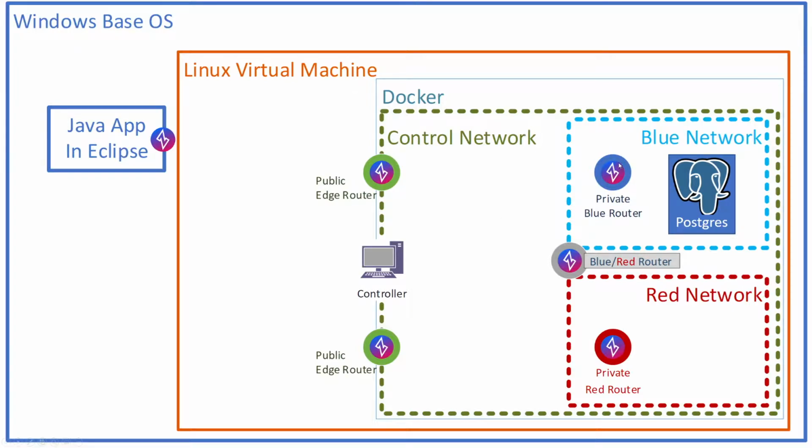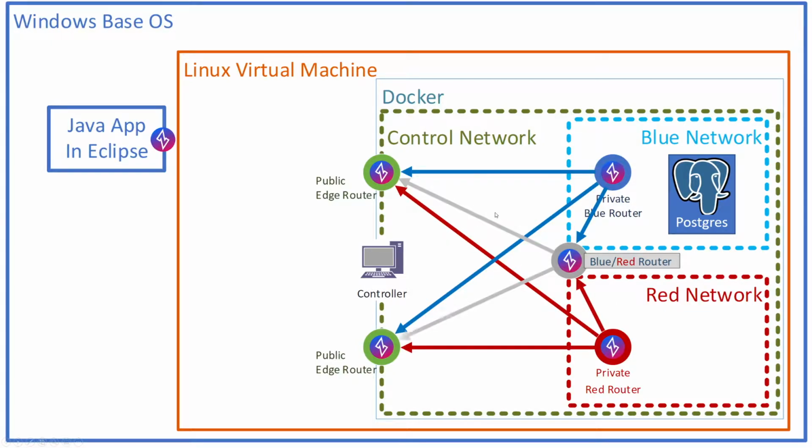In order for the blue or the red router to be used, the blue router will have to establish a connection to one of these three link listeners, as will the red, as will the gray. And then the traffic will have to traverse this Ziti overlay network using one of the paths pre-established. So these private routers are hidden from the entire network. You cannot create a connection to these routers nor to Postgres.